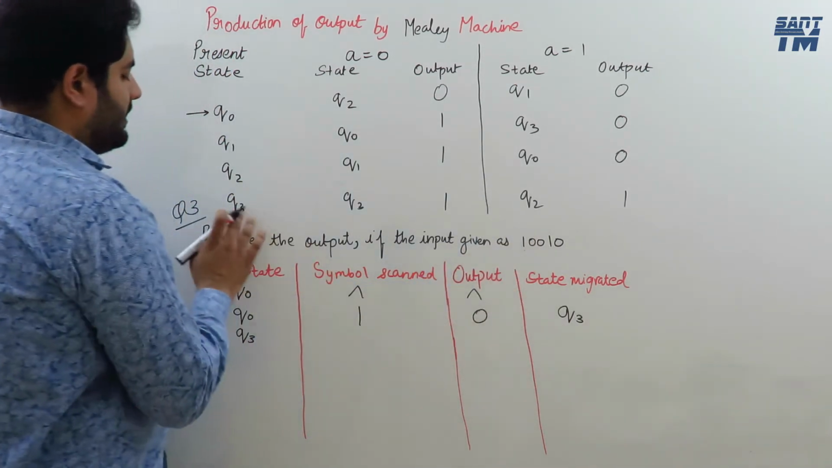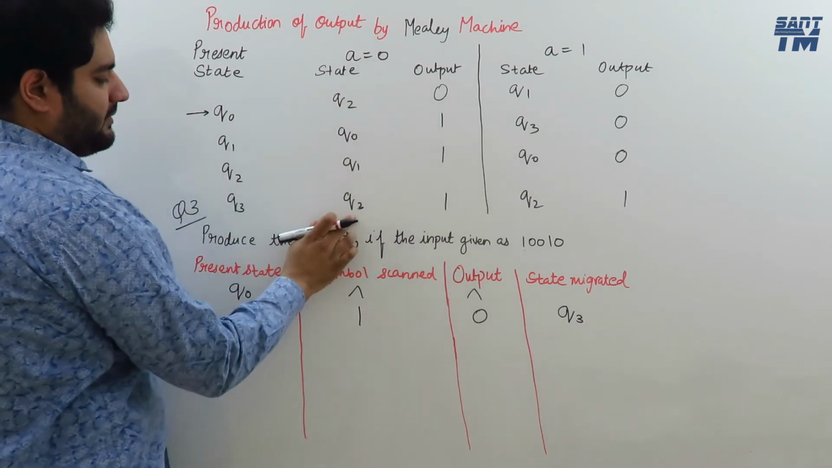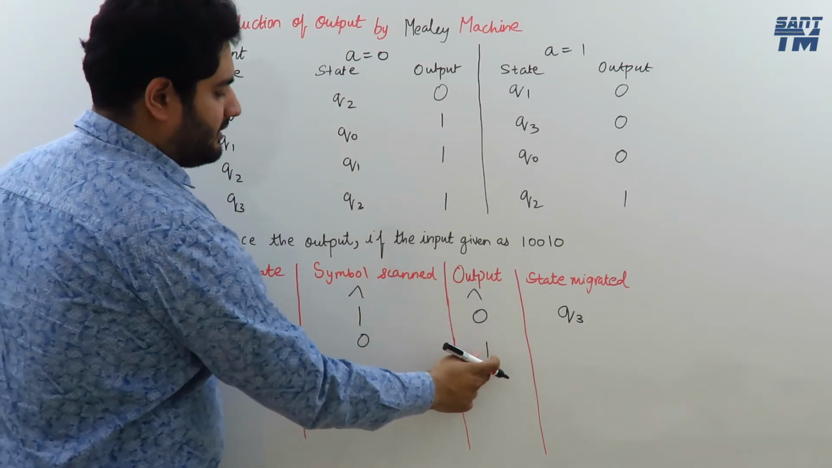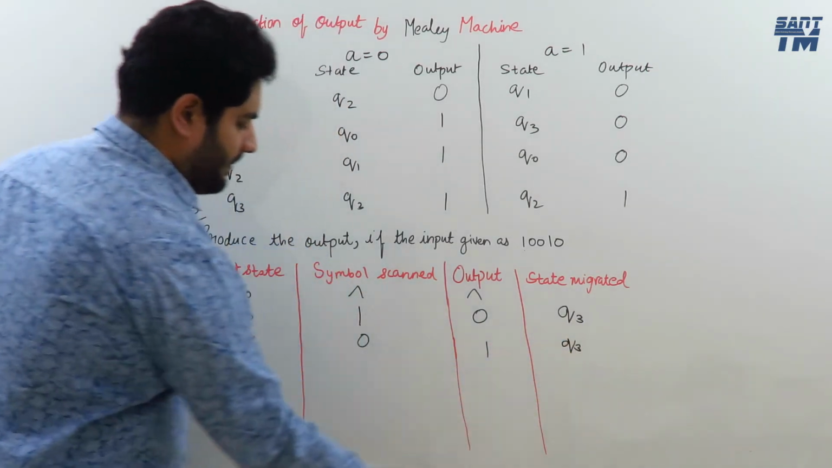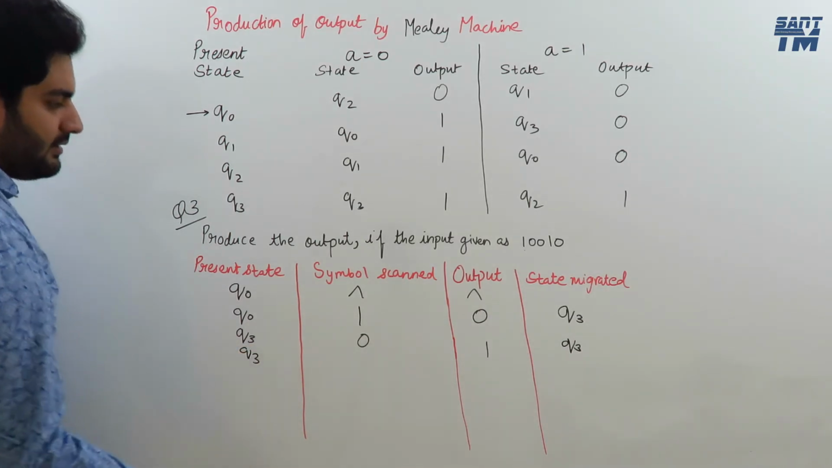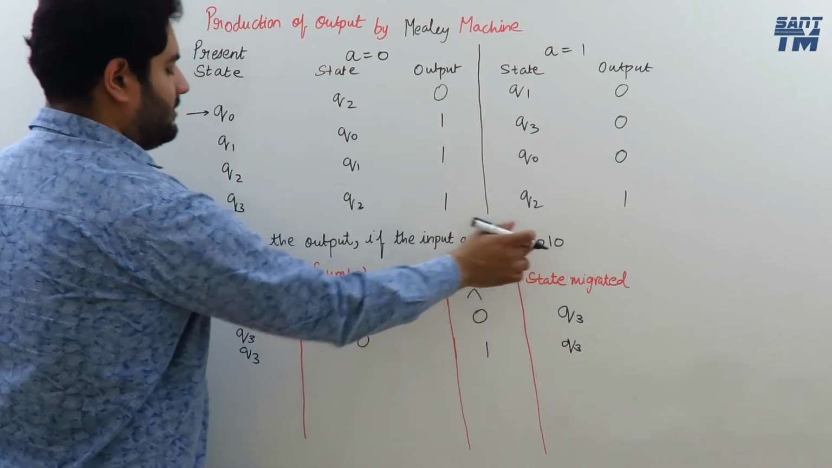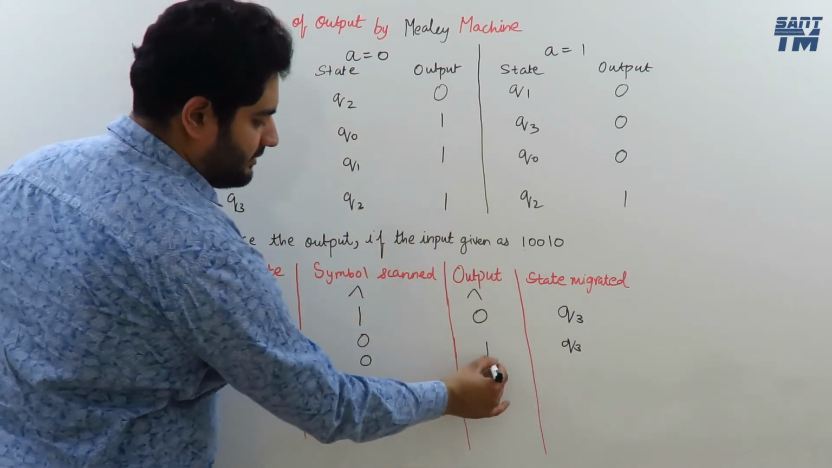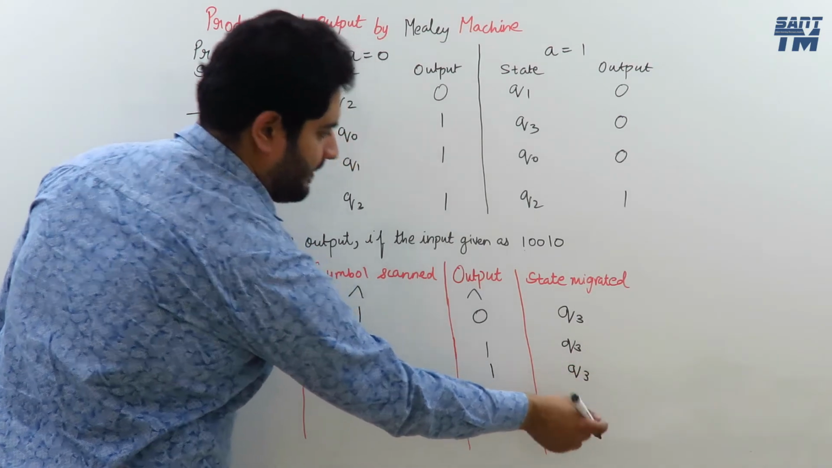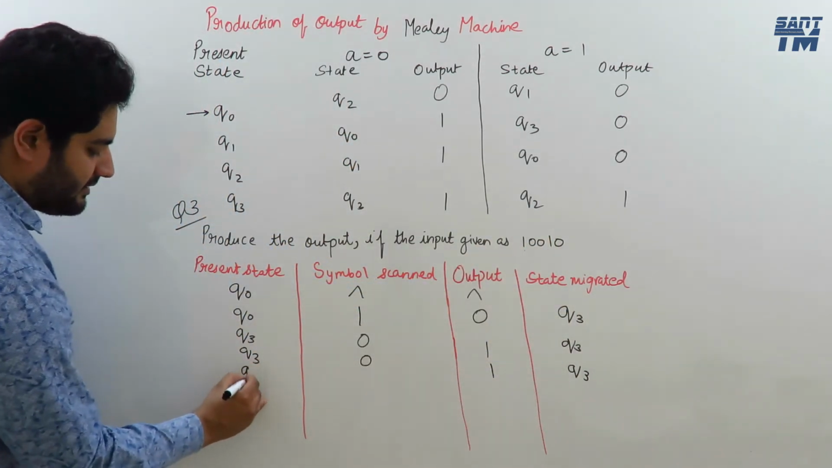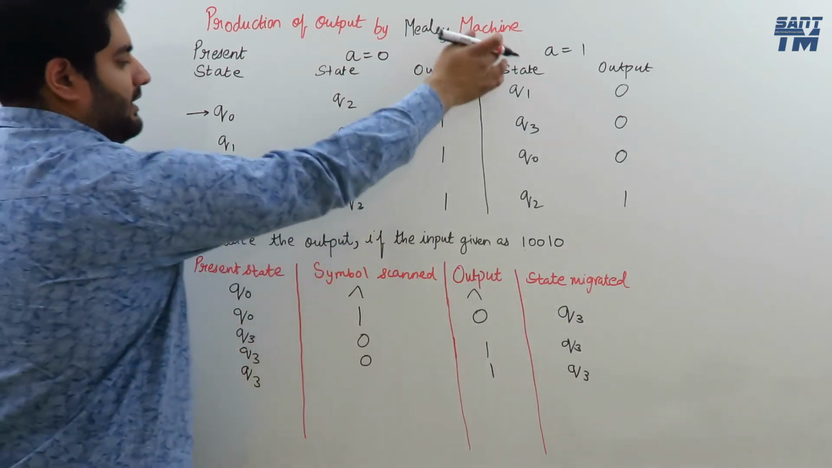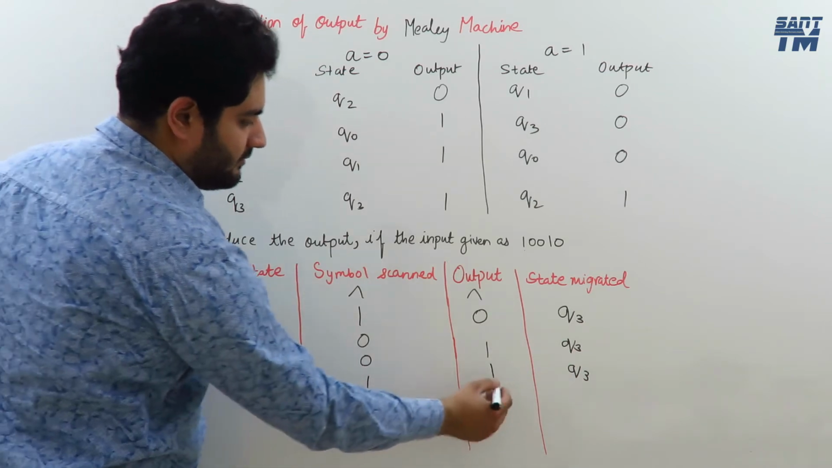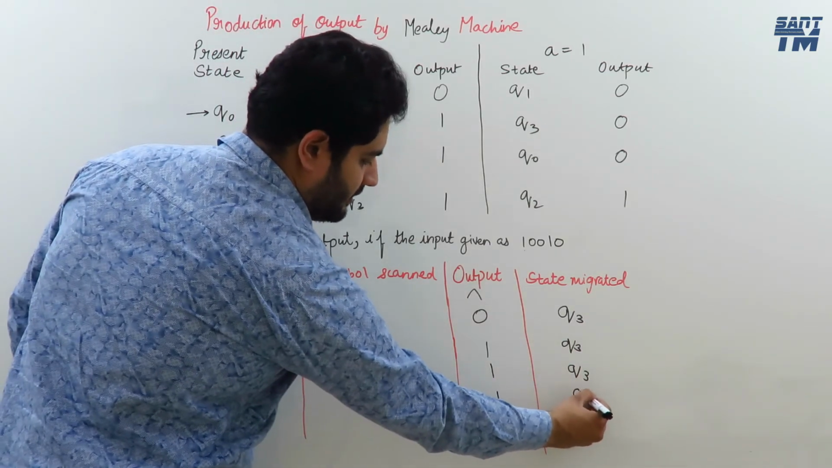Q3 on seeing this 0 remains in Q3 and produces output 1. Again present state is Q3. Q3 on 0 will produce the same thing, output 1, and remain in Q3. Q3 on this 1 will go to Q2 and produce 1 as output.